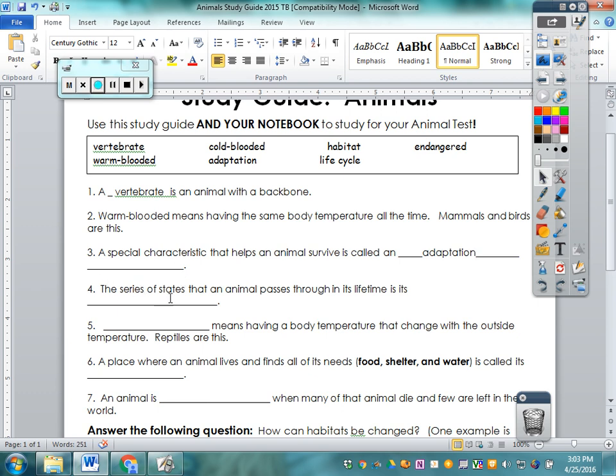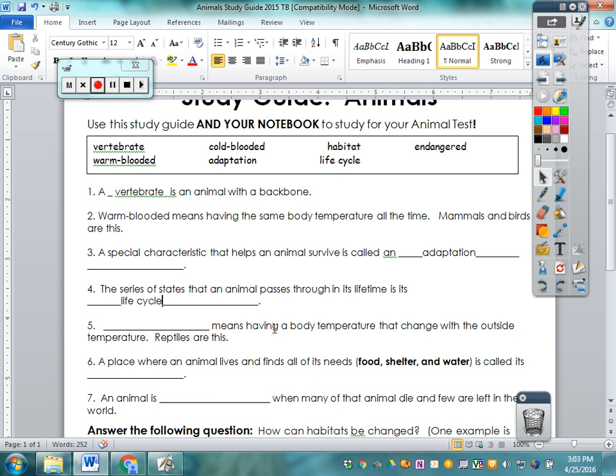Okay, the series of stages that an animal passes through in its lifetime, that word lifetime right there is your clue. All the phases, all the cycles that it goes through. So, it's a life cycle. And we have talked about life cycles of all the different animals. We made the frog life cycle. You have all those great pictures of the frog life cycle that you made, and we made a hat, or you made the little different things. You did different things with the insect life cycles, and we drew a wolf and a salmon life cycle, and just all the different life cycles.